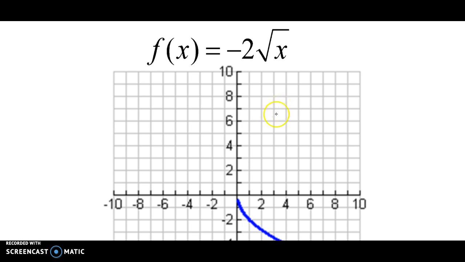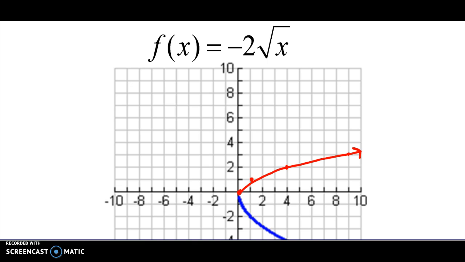Last one here, very similar. We have negative 2 square root of x. So in comparison to its parent graph or its common function, what do we have? Can you describe in words the difference?